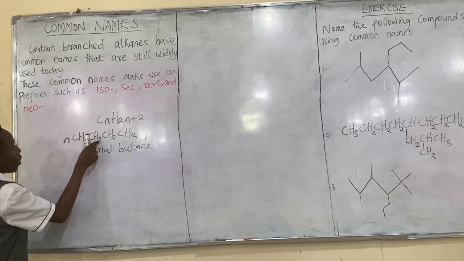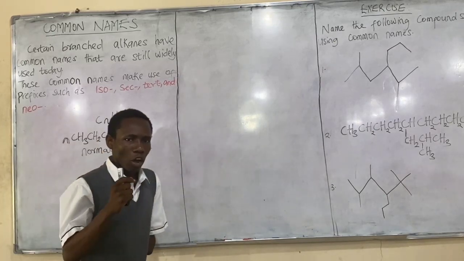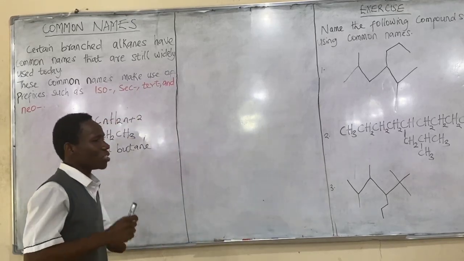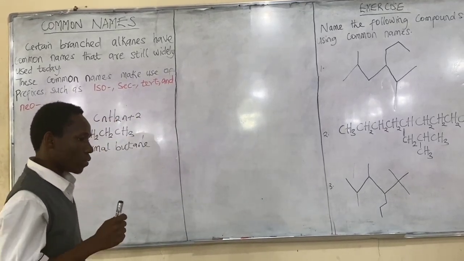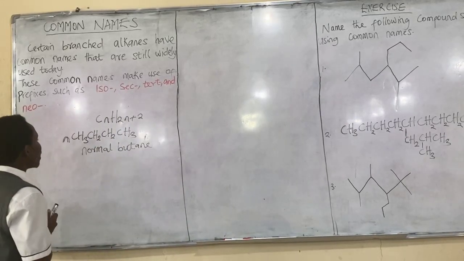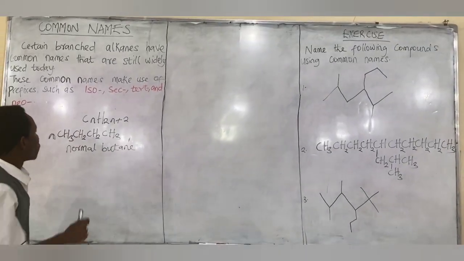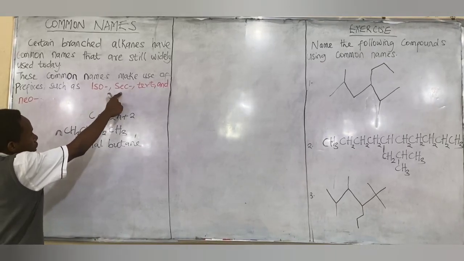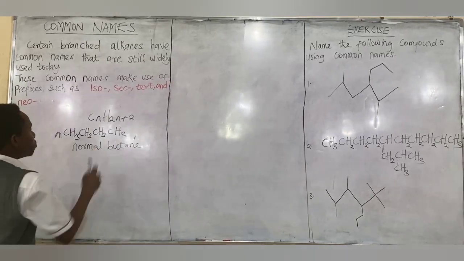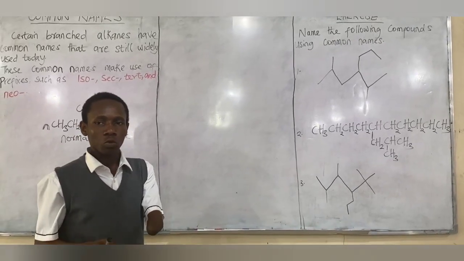This particular compound is in the straight chain. So apart from the straight chain alkanes, or straight chain organic compounds, or you call it hydrocarbon, we also have the branched alkanes, and this is where the common names come in. In the branched alkanes, there are some names that are used as common names. We have iso, we have sec, we have tert, and we have neo. So these names are the names that we use in common names.